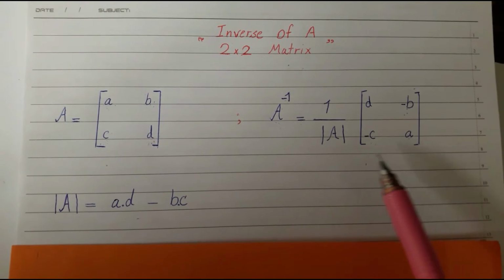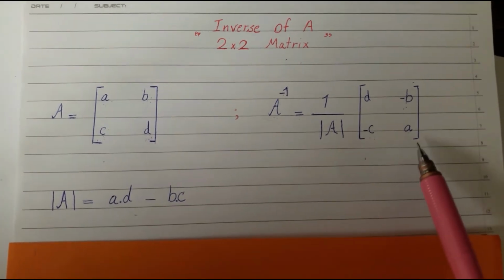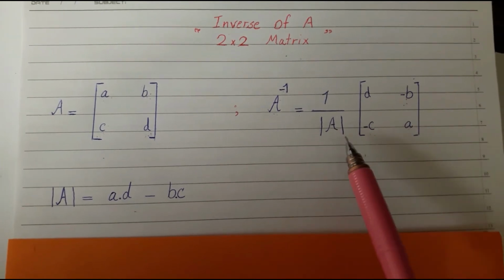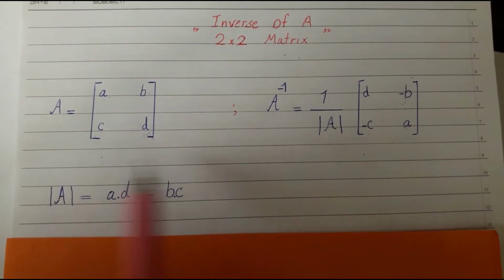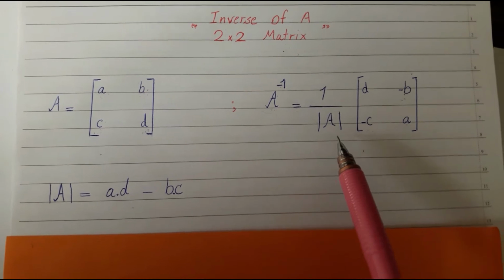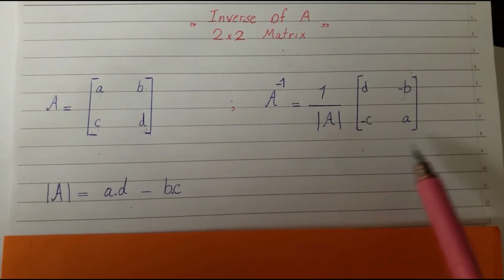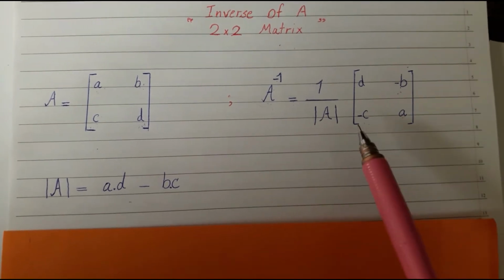And there is a formula for finding the inverse of a 2 by 2 matrix, which is equal to 1 over the determinant of the original matrix here, which is A, multiplied by another matrix. Okay? How do we find this matrix?